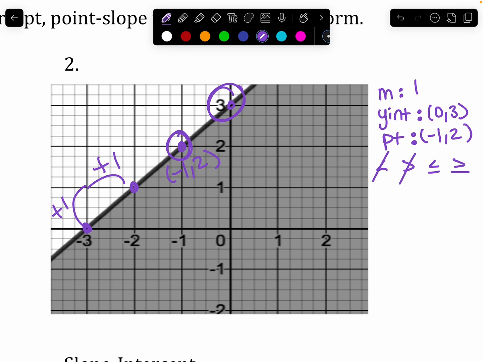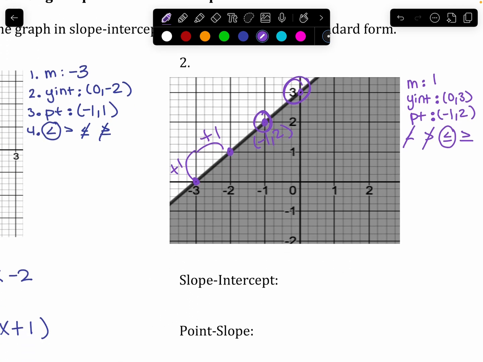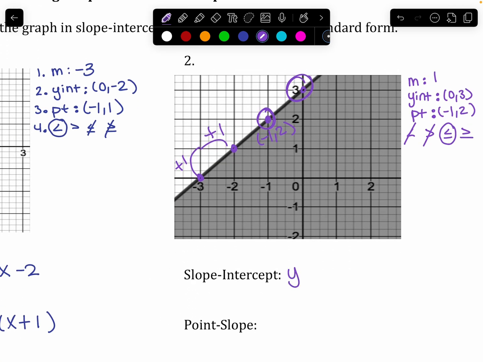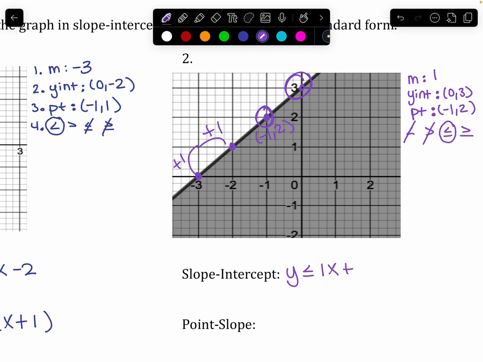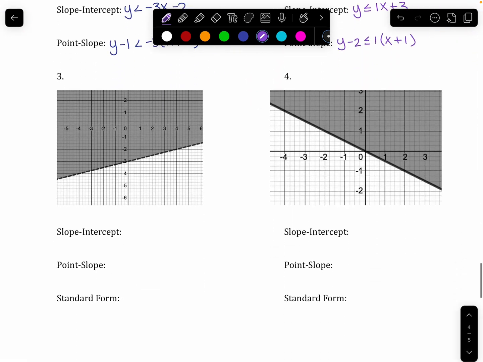My line is solid, so I'm going to have to use one of the 2 inequality symbols with an equal sign on it. I shaded below, so that's a less than again, so that's the inequality symbol that I'm going to be using. Slope-intercept form is y, our inequality symbol, mx plus b. So there's my slope, my y-intercept, my inequality symbol, and then point slope form will be y minus 2 is less than or equal to 1 times x plus 1, and there's my inequality in point slope form.